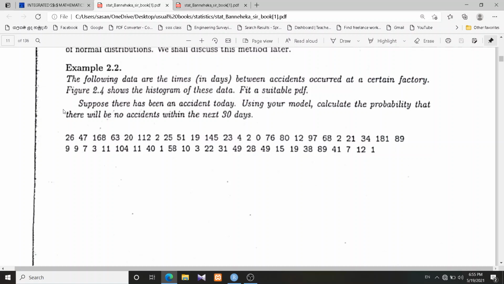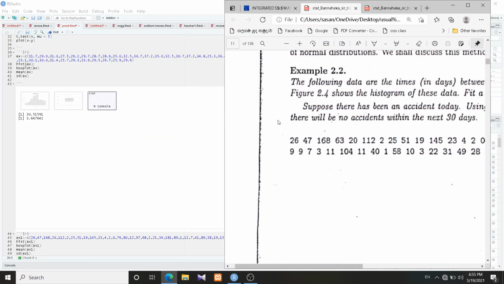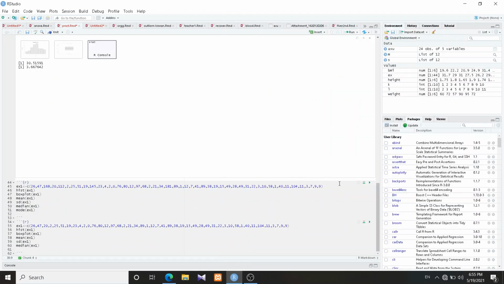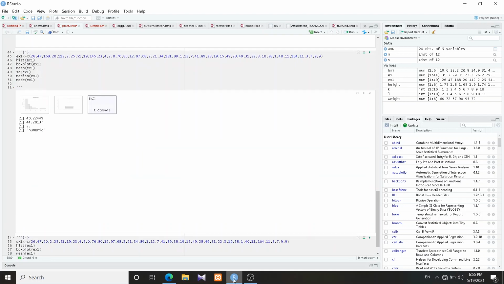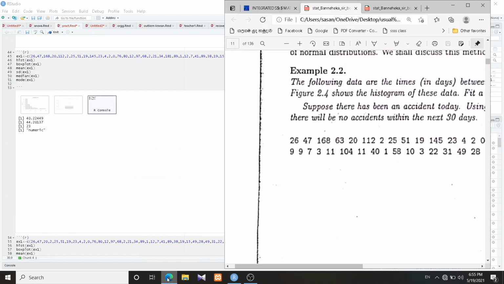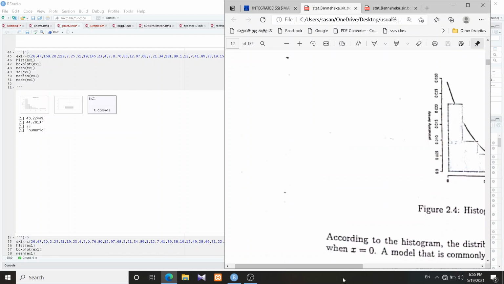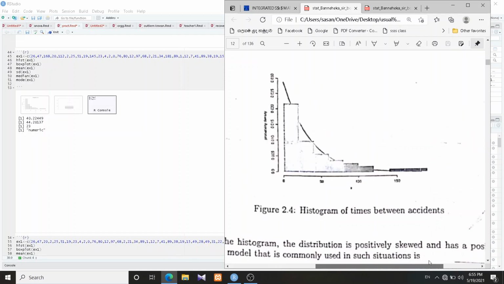Suppose there has been an accident today. Using your model, calculate the probability that, okay, 30 days, you're given here, right? So I need this interpretation only. Let me show you. This really follows an exponential model.